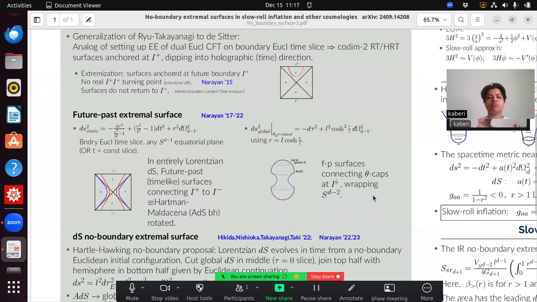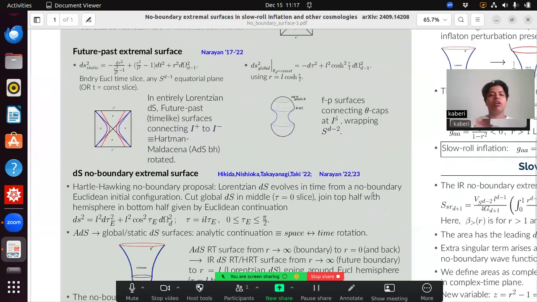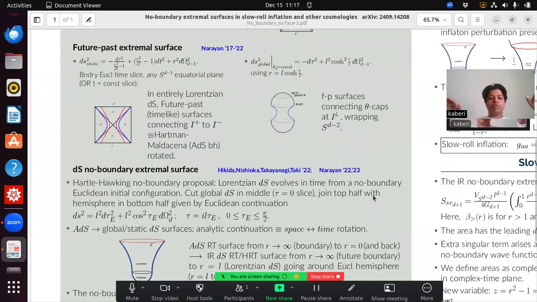Further, there are other possibilities which are called future-past extremal surfaces, shown by Narayan from 2017 to 22 for both the static and global coordinatization of the de Sitter background, which shows that the future-past surfaces connect the future boundary to the past boundary, and these are equivalent to the rotated Hartman-Maldacena surfaces for the eternal AdS black hole.